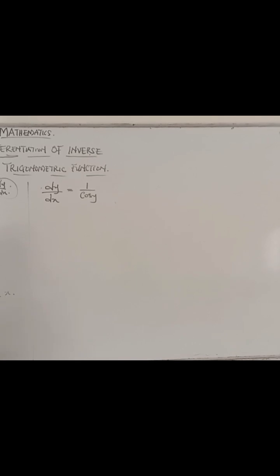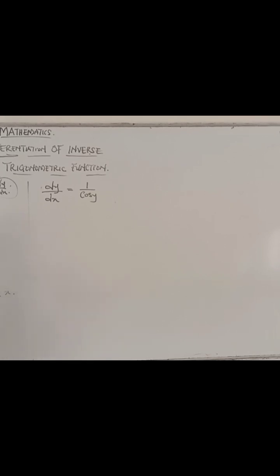Now, what are you going to do? What are you looking for? dy/dx. Don't forget this. What we are looking for, you are looking for dy/dx. So you make dy/dx the subject of the formula. So when you make dy/dx the subject of formula, you are going to have dy/dx equal to 1 over cos y. Now, you have dy/dx is equal to 1 over cos y.